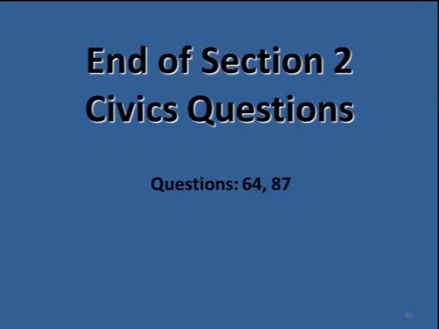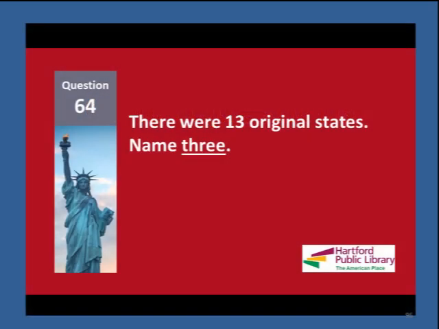This is the end of Section 2. We will now practice the related civics questions. Question 64. There were 13 original states. Name 3.